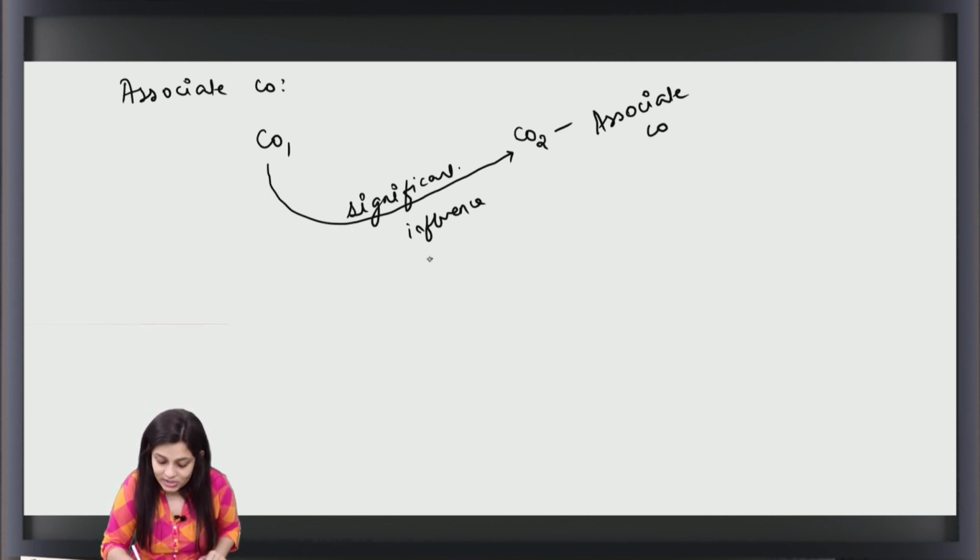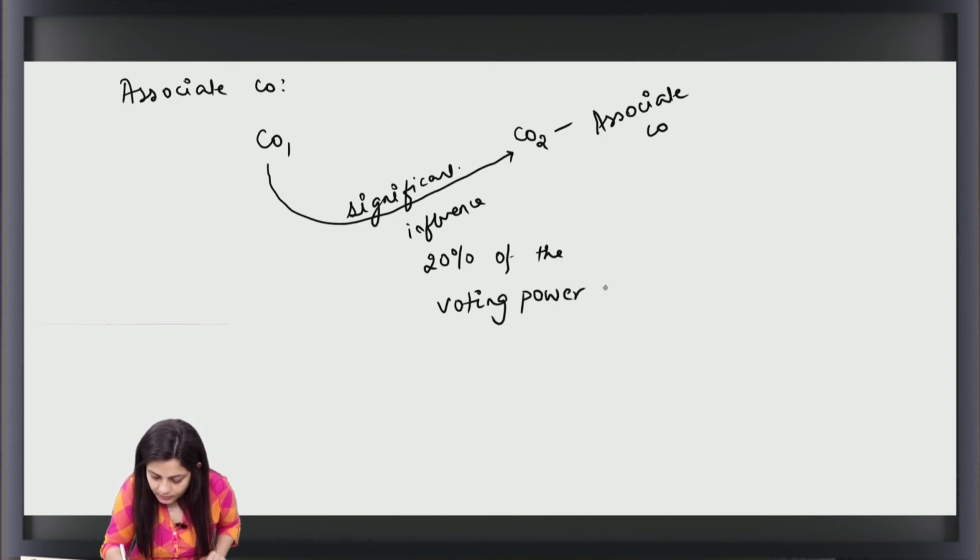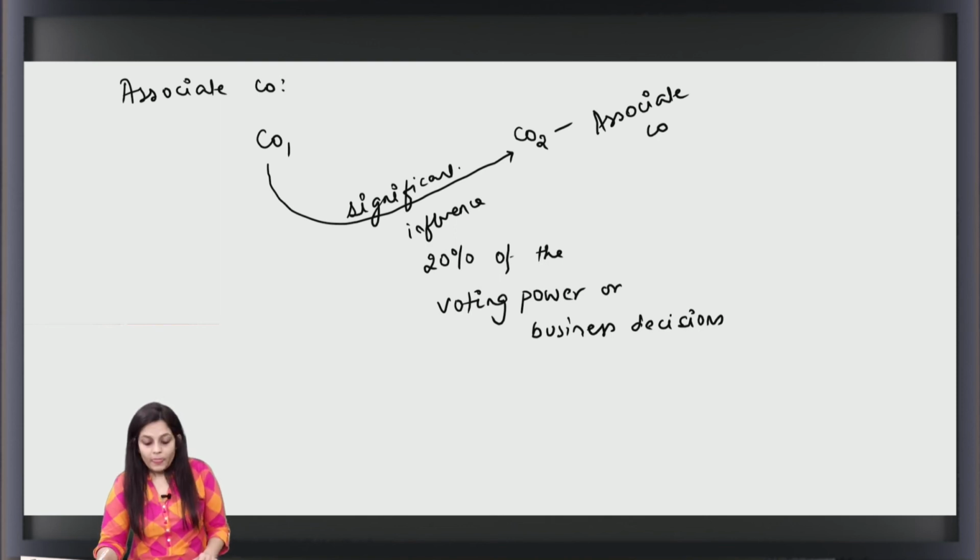Now what do we mean by significant influence? Holding at least 20% of the voting power or business decisions. So we are holding at least 20% of the voting power, or you're holding at least 20% of the business decisions.